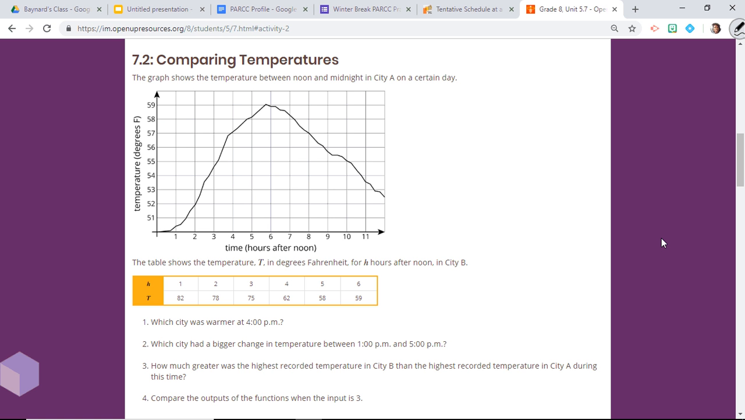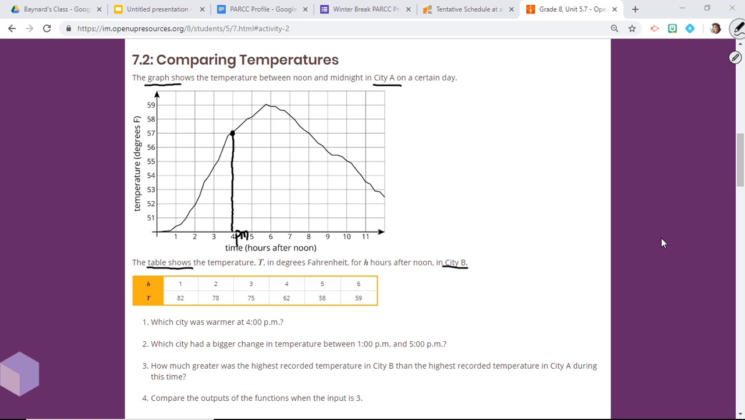So again, City A is in the graph, and City B is in the table. Alright, so number one, which city was warmer at 4 p.m.? So let's go to the graph, and let's look at 4 p.m., which will be our x-axis, where it says time, hours, afternoon. So 4 p.m. would be right here. And we just draw this line straight up till it hits our graph.